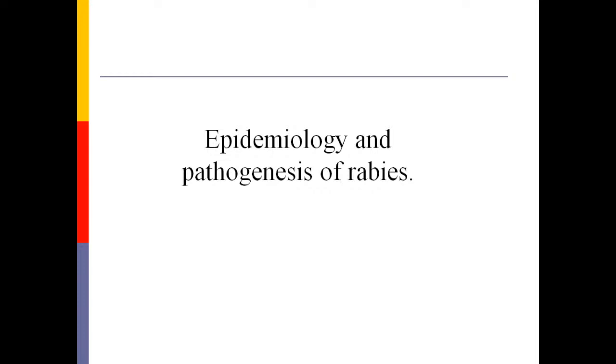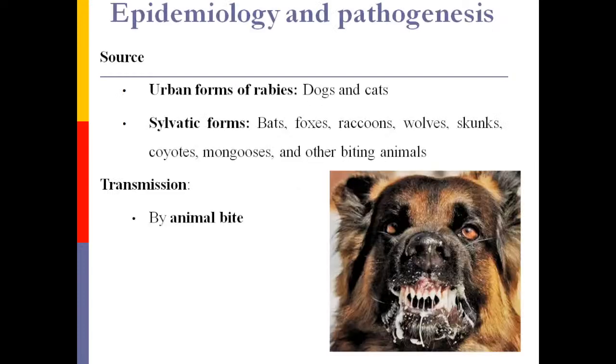Epidemiology and pathogenesis of rabies. What about the source of rabies? There are urban forms of rabies and sylvatic forms. Urban means that it is transmitted from animals who live next to people, who live together with people. These are dogs and cats.